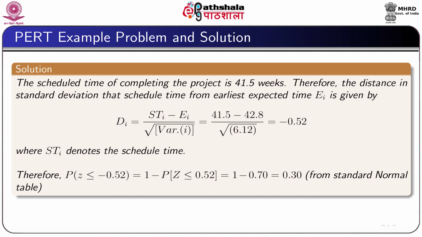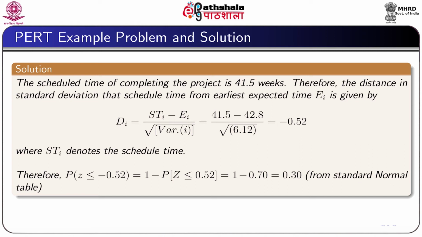Therefore, the distance in standard deviation, that schedule time from earliest expected time EI is given by DI is equal to STI minus EI by root over variance I, which gives DI equal to minus 0.52. Here STI denotes the schedule time. Then the probability Z less than equal to minus 0.52, which is equal to 1 minus probability of Z less than equal to 0.52, and which we obtained as 0.30 from standard normal table.